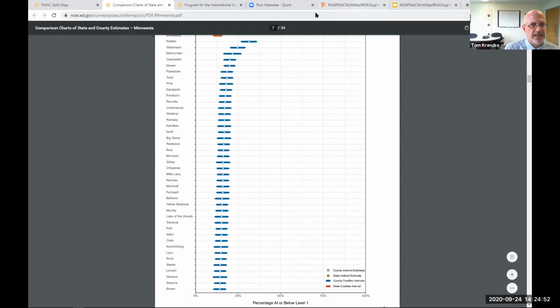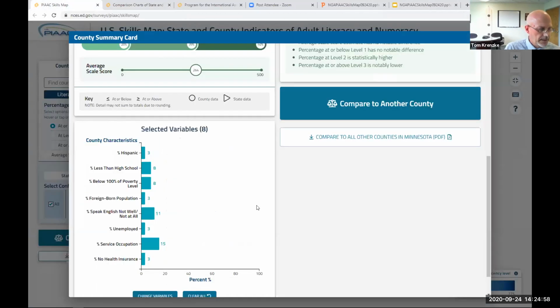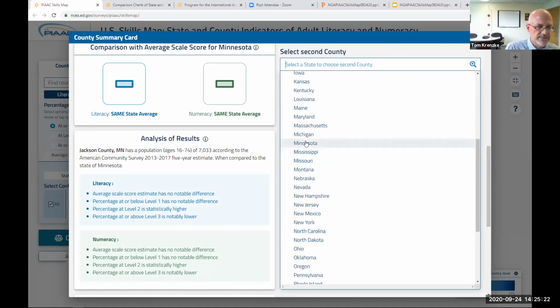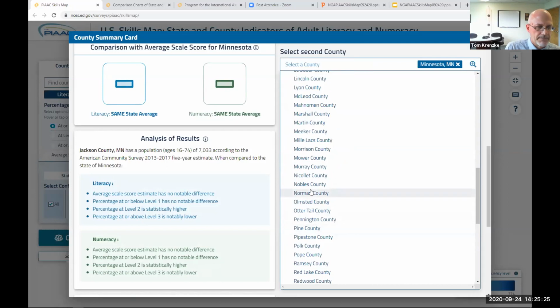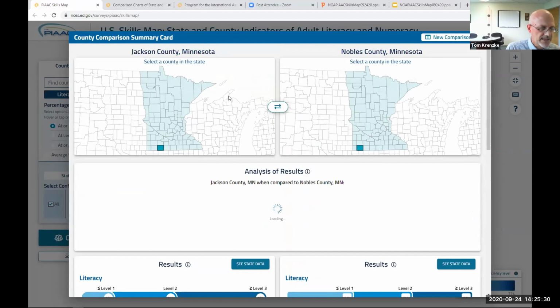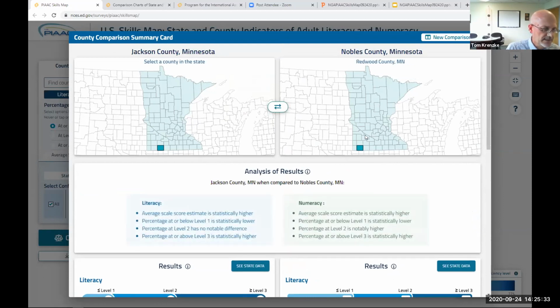Let me see if I can get back to the skills map here. Okay. And so let's compare Jackson to Nobles, which again is a neighboring county just to the west of Jackson. And doing this in order to determine ways to reduce the difference and improve the literacy level in Nobles. So I want to compare Jackson and Nobles to understand these differences. So I'm going to find Nobles here and select Nobles. And here they become side by side, so you can see where they're located in the state.